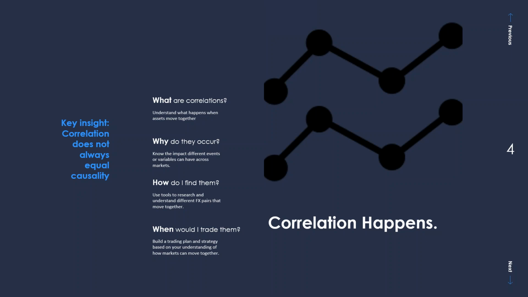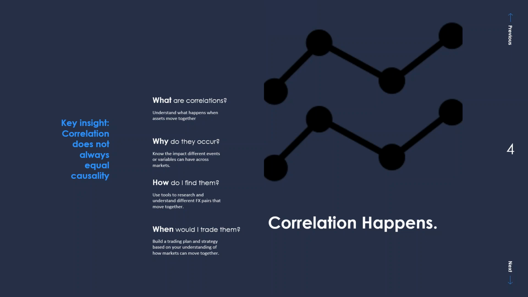So today we're talking about correlations. A couple of things that we want to cover. What are correlations? Why do they occur? How do we find them? How do we know that they are happening? And then when and why would you trade them? One thing I want to make sure you tuck in the back of your mind, and I promise there's not going to be too much math here on the webinar, although if you have some questions about the math, feel free to ask. I'm happy to discuss that too.